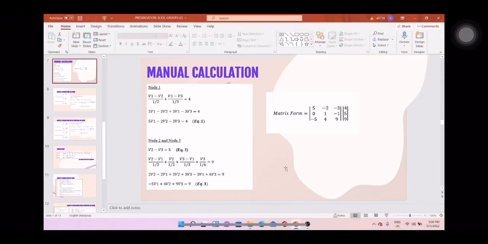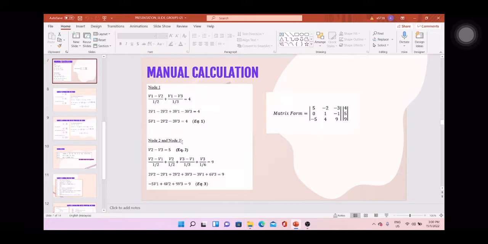Assalamualaikum. My name is Muhammad Alif Aiman bin Abdullah. Today I would like to present the manual calculation. For node 1, (V1 minus V2) over 1/2 plus (V1 minus V3) over 1/3 equals 4. So 2V1 minus 2V2 plus 3V1 minus 3V3 equals 4, which gives 5V1 minus 2V2 minus 3V3 equals 4. That is our equation 1.